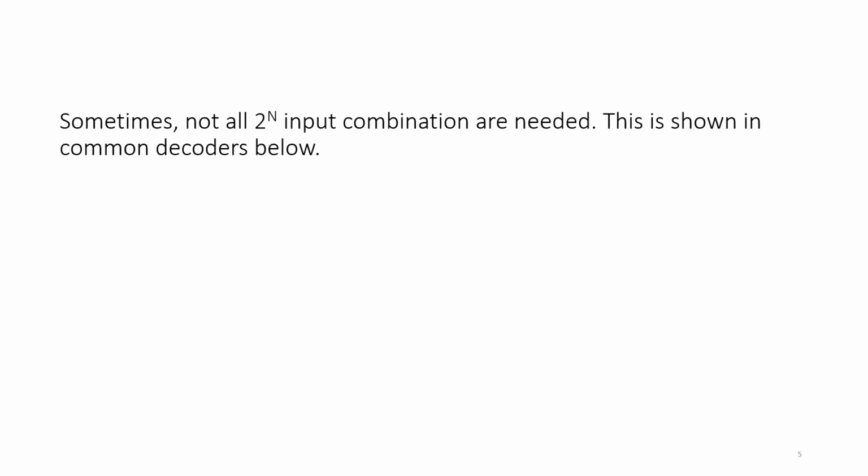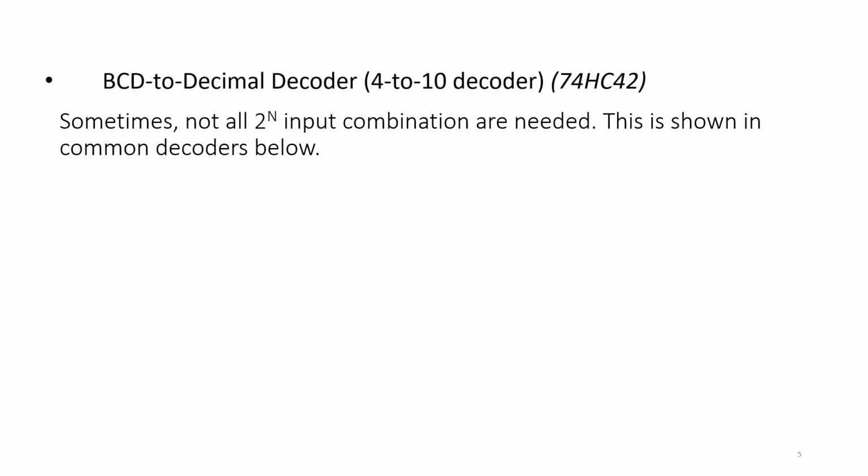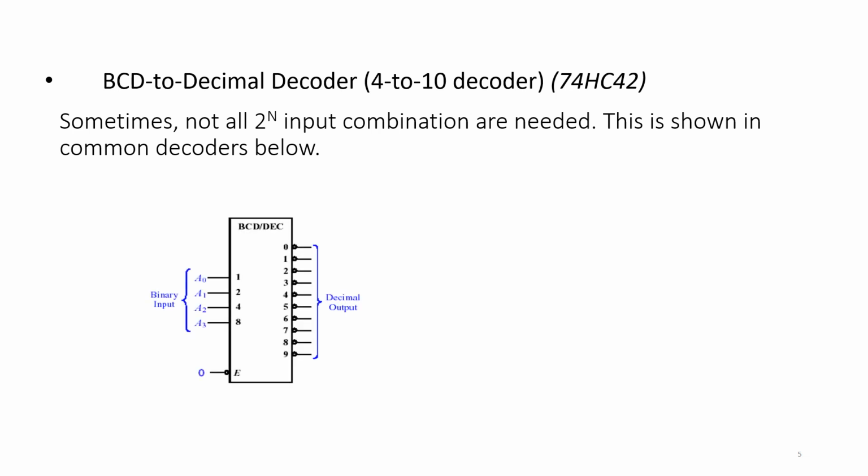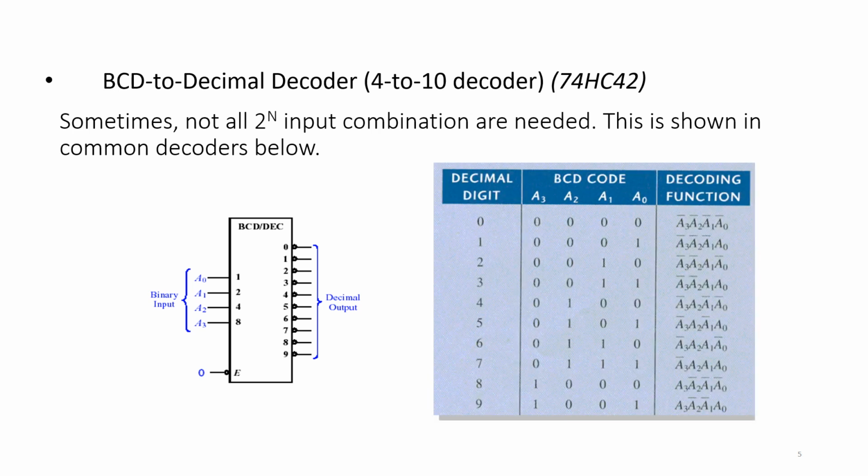Sometimes not all 2 power of n input combinations are needed. This is shown in common decoders below. For example, a BCD to decimal decoder is a 4 to 10 decoder, 74HC42, and we don't have 16 outputs, we only have 10 decimal outputs. And the BCD codes A3, A2, A1, and A0 produce decoding functions up to 10. The rest are not used.